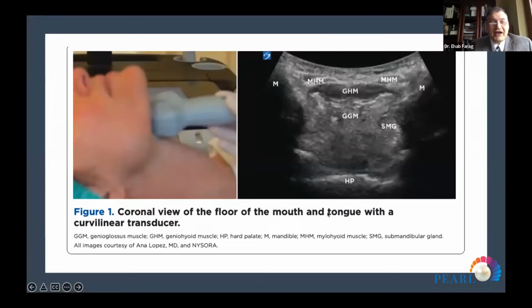When you are doing that, you can also visualize the muscles of the tongue. You have the mylohyoid muscle, here the geniohyoid muscle, and here the genioglossus muscle, and also you can see the submandibular gland, and also this is the hard palate.